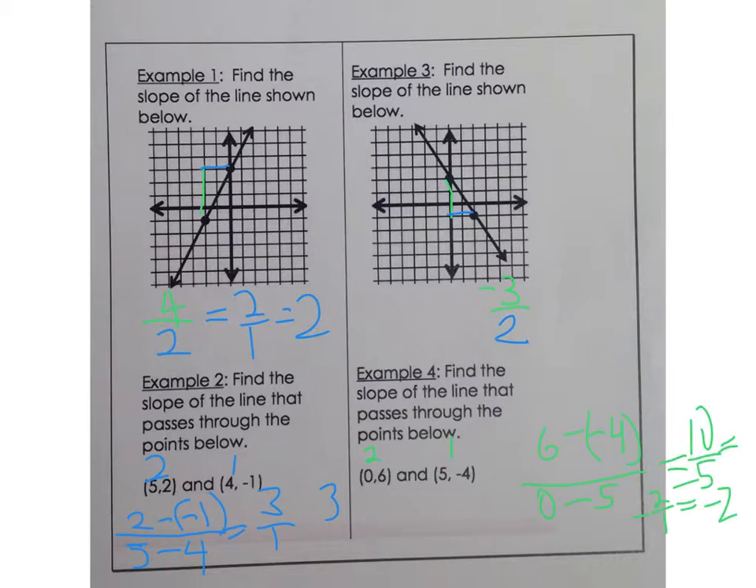So in this one here, it's going to be 6 minus negative 4, which equals 10, and then 0 minus 5, which equals negative 5. So it's going to be 10 over negative 5, which is negative 2. We're going to move the negative to the top, so it's negative 2 over 1, or just a slope of negative 2.